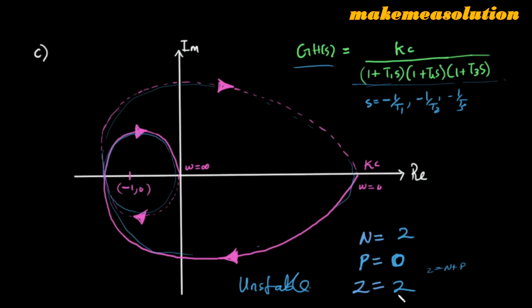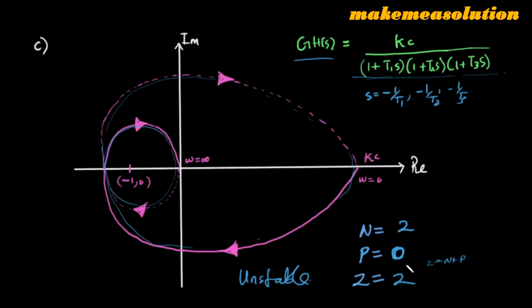Okay, since Z is 2, it means that the number of closed loop poles on the right hand side of our S-plane is going to be 2. So we don't want any closed loop poles to be on the right hand side. We want everything to be on the left hand side. In other words, we want Z to be 0 for stability. So that's Nyquist criterion. If Z is not 0, then your system is not stable.